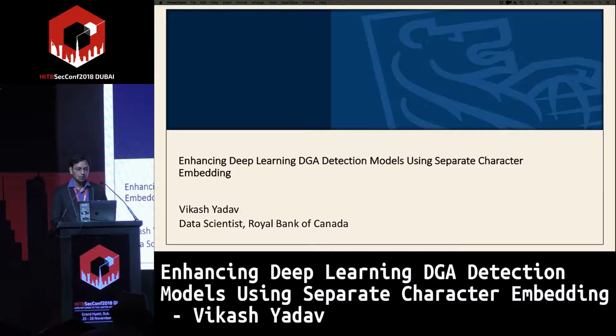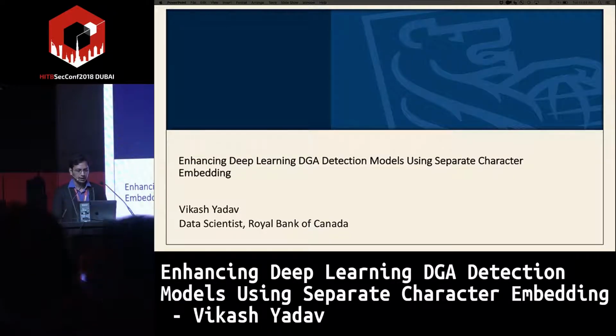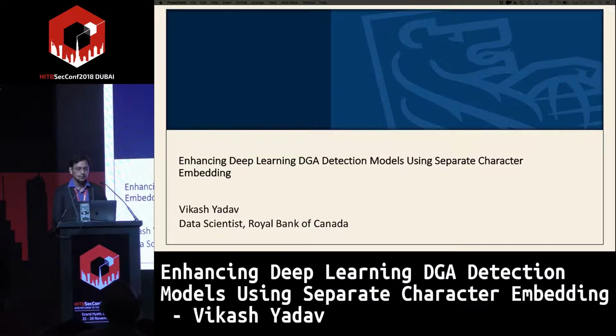The topic of today's talk is detecting DGA using deep learning, which is an area of machine learning, and how we can enhance or improve the performance of this DGA detection using a separate character embedding model. So I'm going to cover all of these terms as part of my presentation. So if you don't know, don't worry about it. We'll cover all of these terms in detail as we go through the presentation.